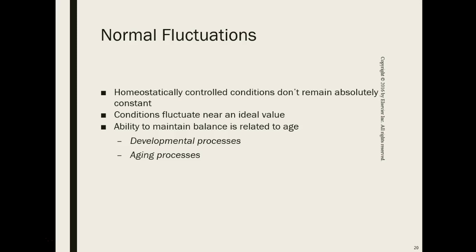Keep in mind that these controlled conditions don't remain absolutely constant. Body temperatures are going to fluctuate. There's always a normal range of something. So your body temperature doesn't have to be 98.4. You know, if we're off even a degree or two, the body is okay. It's not going to cause us to sweat or shiver or anything like that. So we want those conditions to fluctuate near the ideal value.